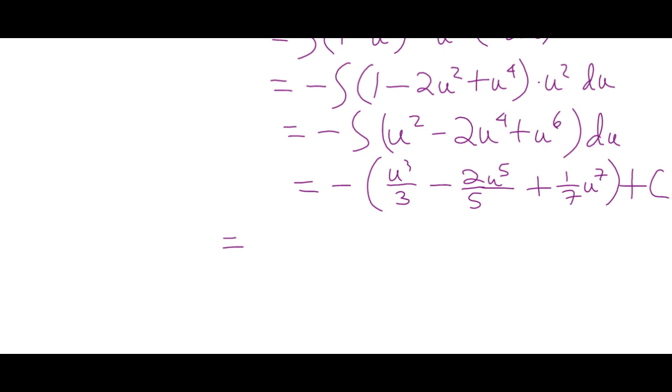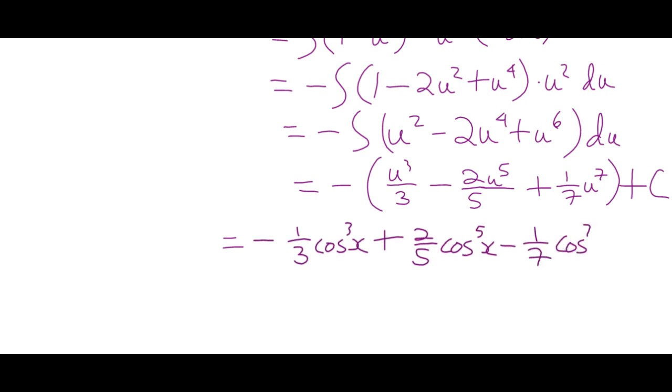Equals, but what's u? What do we say? Let u equal cos x. All right, so replacing u with cos x and distributing the negative sign through the brackets gives us negative 1/3 cos cubed x plus 2 fifths cos to the fifth x minus 1 seventh cos to the seventh x plus c.